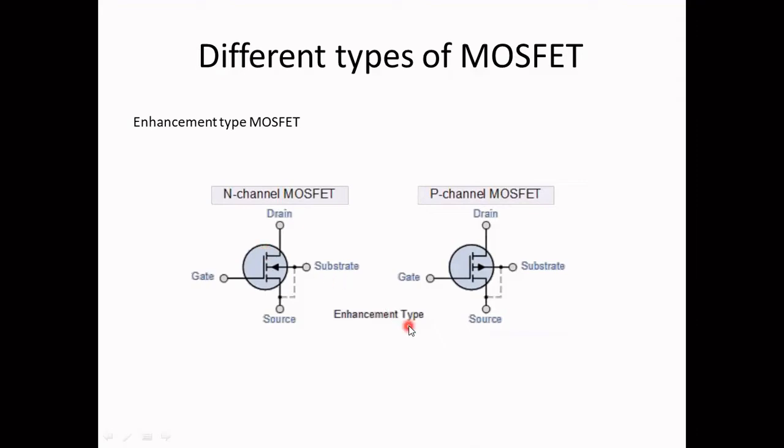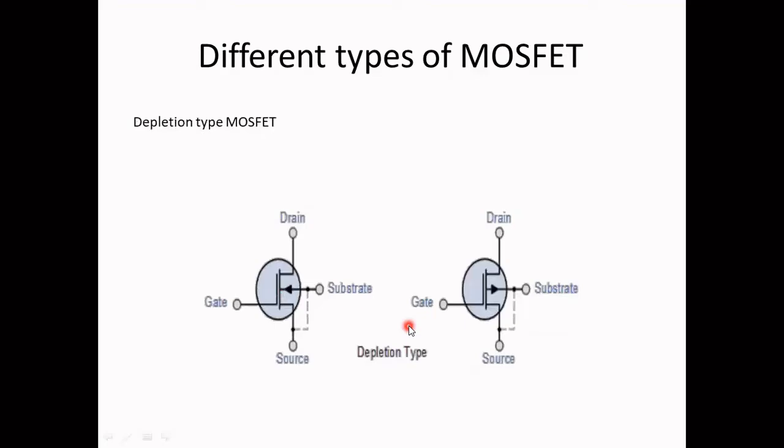The second type of MOSFET is called the depletion type MOSFET. When they manufacture the MOSFET, they will have the channel by default.